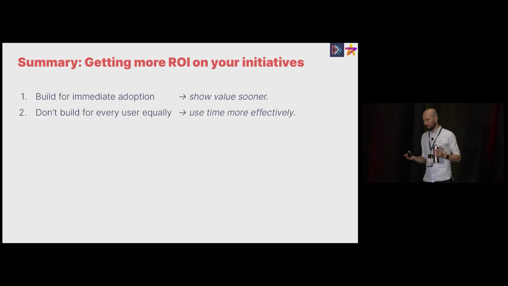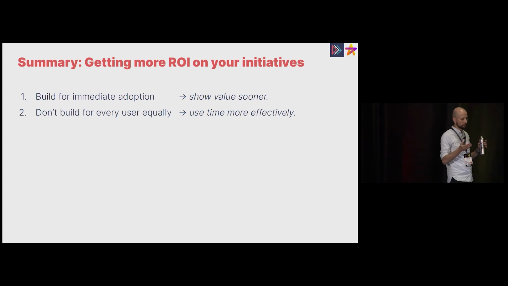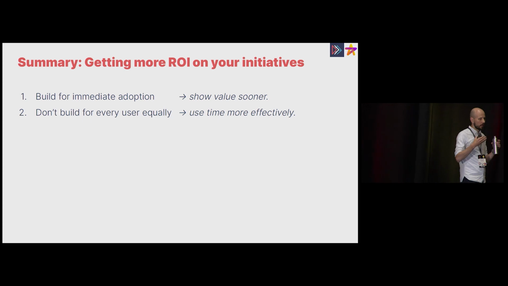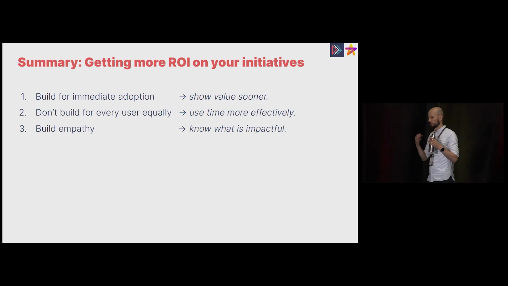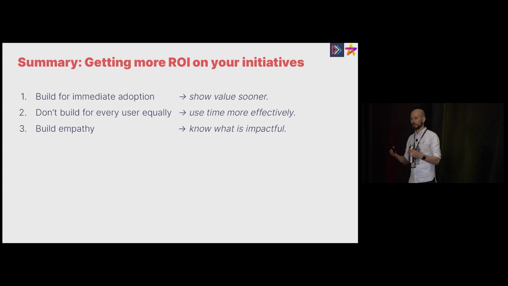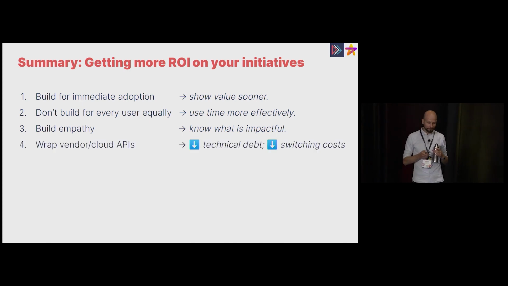But invariably you're going to have to make choices, and therefore be strategic. So don't build for every user equally. Be selective as to who you're really targeting, so you make sure you're actually getting the right ROI. Build empathy, because you generally don't have too much product management support, and the best way to understand the problem and what to build is to really understand what is impactful, what's hurting, what the users are struggling with, or what the problems are.